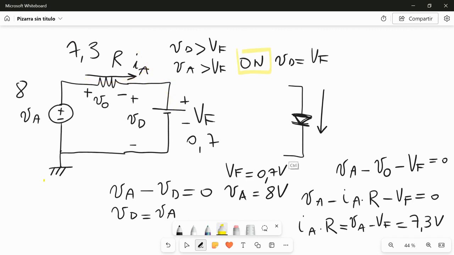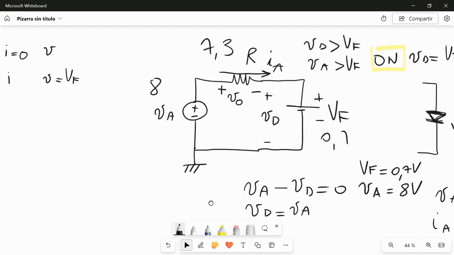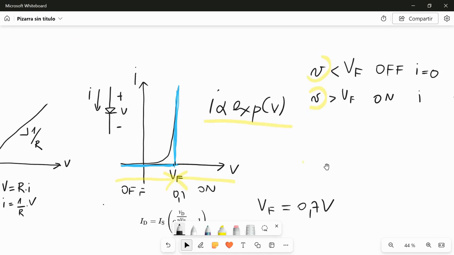Okay, so for example, if we take a R of 1 kilo ohm, in this case we have that IA is equal to 7.3 milliampere. What does it mean? That we have on this curve now the operating point of the diode, something here on this line with coordinates 7.3 milliampere and 0.7 volt.